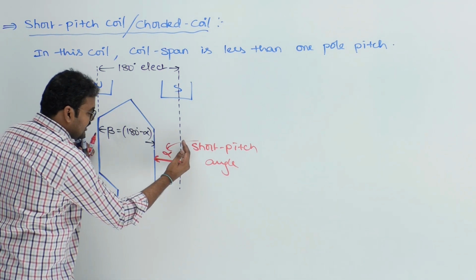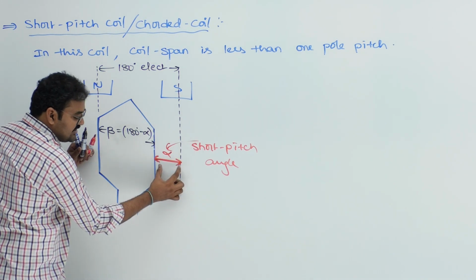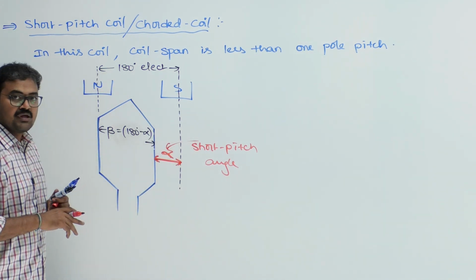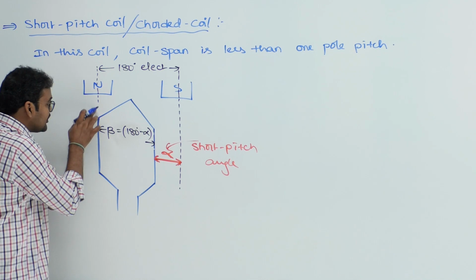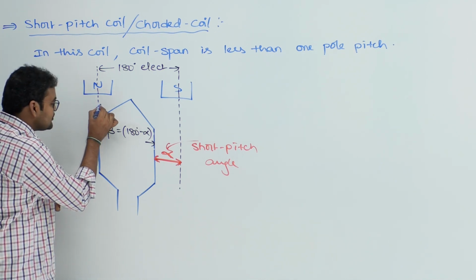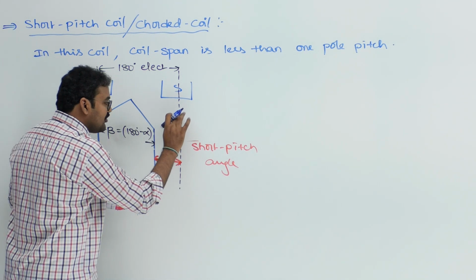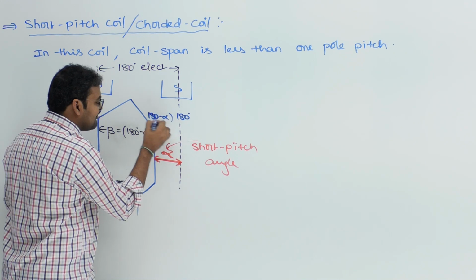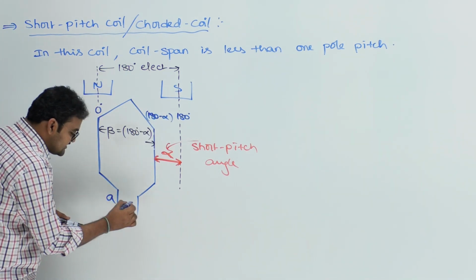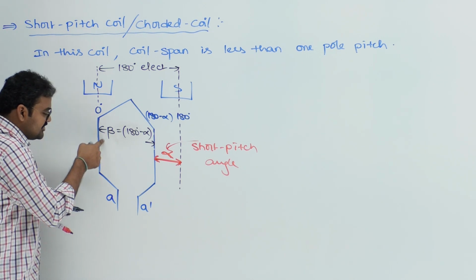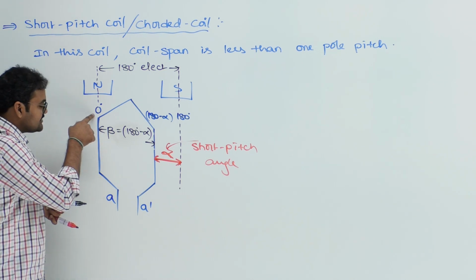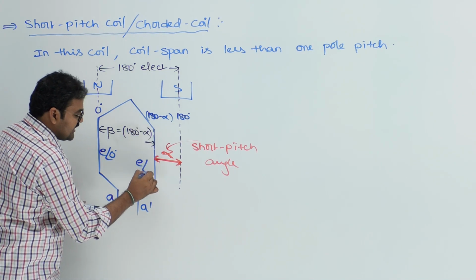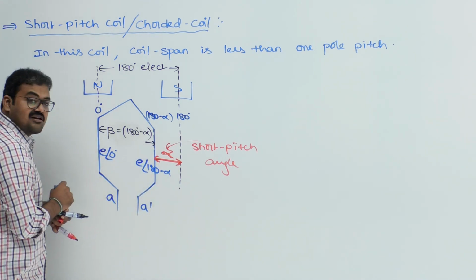So coil pitch is not equal to 180 degrees. It is shorted by a small angle, and that small angle is called short pitch angle. Therefore, if you take this north pole as a reference, it is always 0 degrees. Then this south pole is exactly 180 degrees, but this is 180 minus alpha. Therefore, if this is A and this is A dash, this coil side is exactly at how many degrees? 0 degrees. This coil side I can write as E at an angle 180 minus alpha.